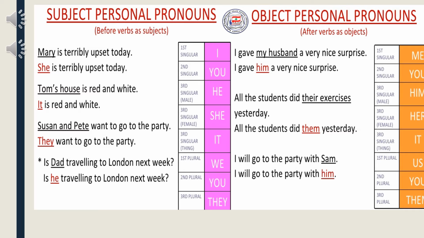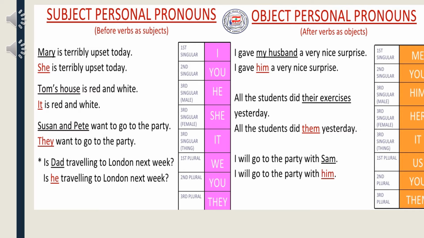For example, I gave my husband a very nice surprise. I gave him a very nice surprise. Him is an object pronoun that came after the verb gave, and it replaces my husband. All the students did their exercises yesterday. All the students did them yesterday. Them is the object pronoun that replaces their exercises.